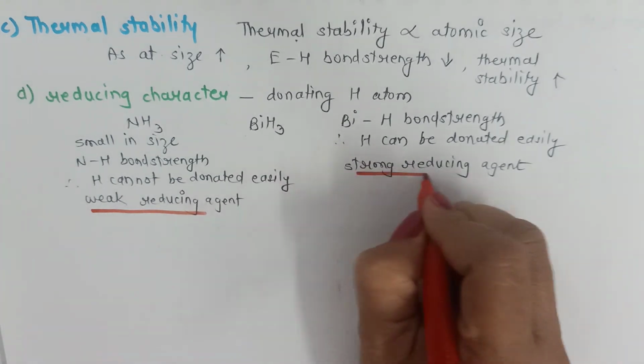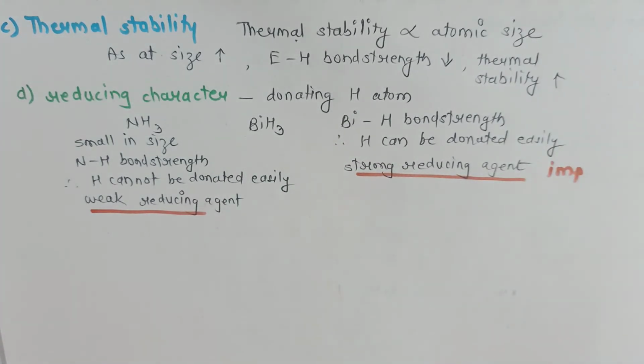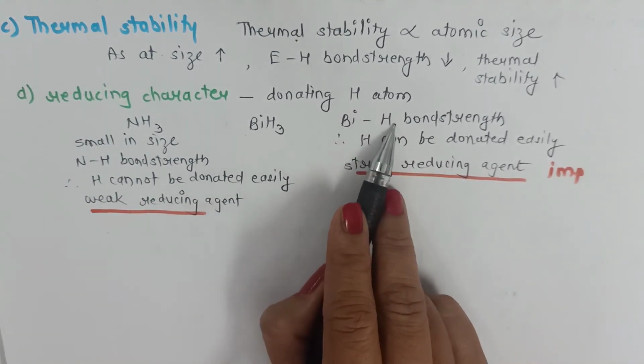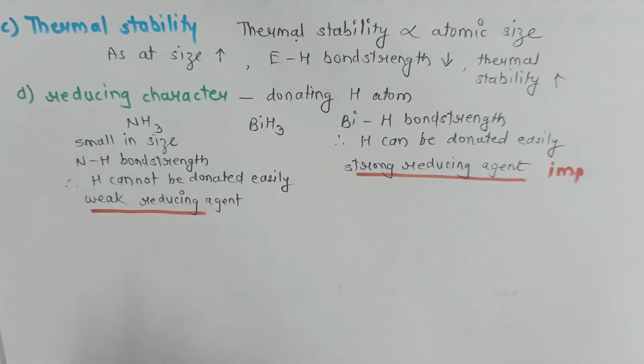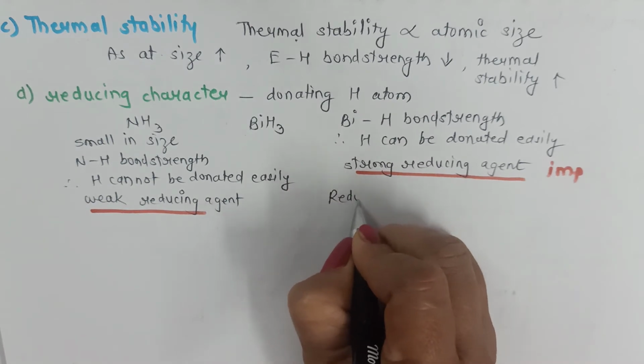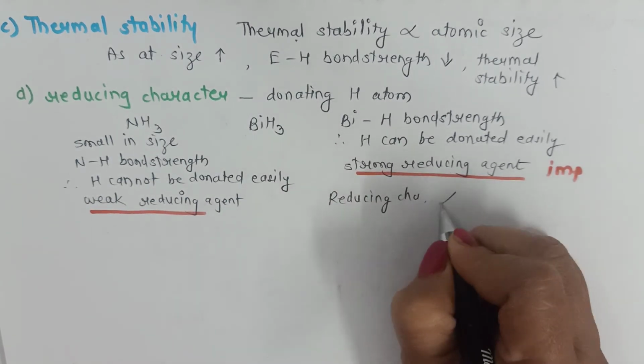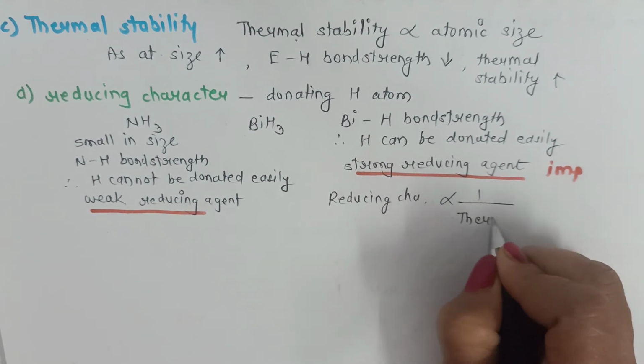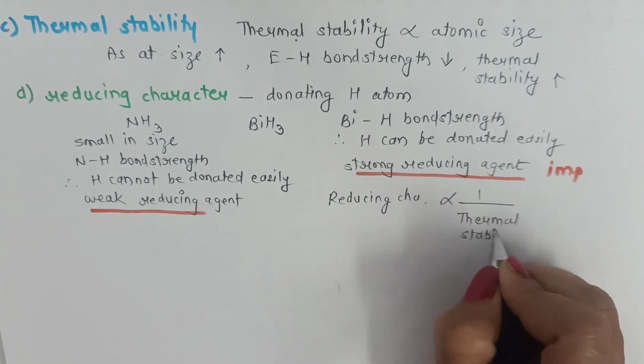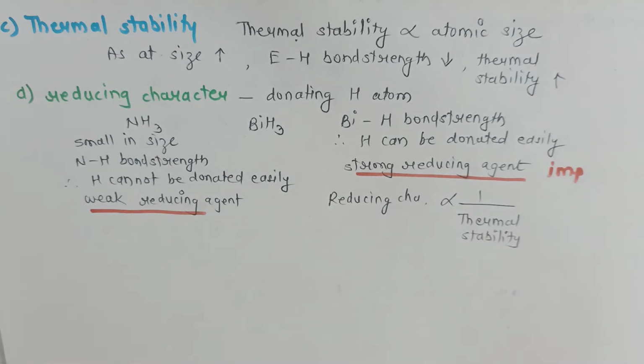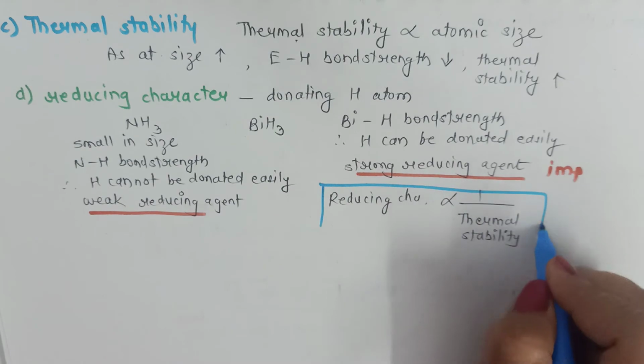These concepts are very important, and again I am repeating, all the questions related to concepts of hydrides are frequently asked questions. Now, if we compare the thermal stability and reducing character, we have seen that ammonia is a thermally stable compound. Bismuth hydride is comparatively not a thermally stable compound. Bismuth hydride is a strong reducing agent. Ammonia is a weak reducing agent. So, I can say reducing character is inversely proportional to thermal stability. Again, this will be the important one.